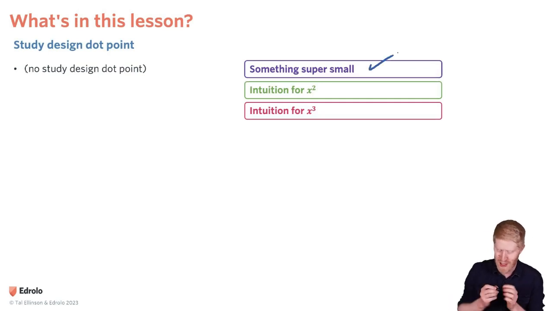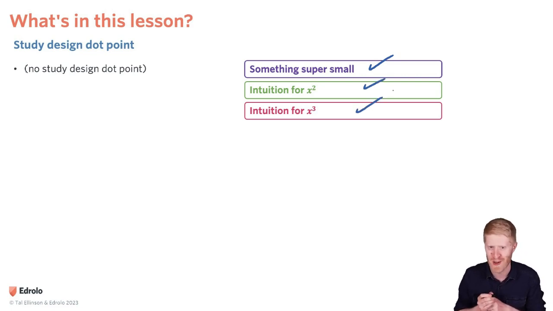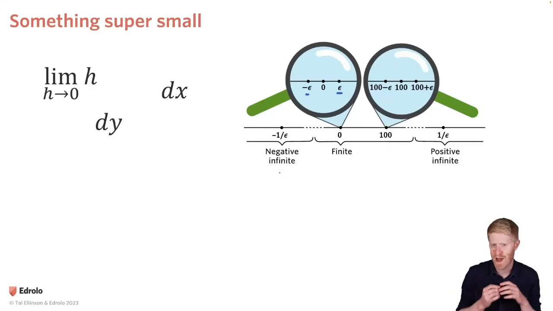We're looking at the concept of this thing that is infinitely small. We're going to find an intuition for the derivative of x squared, and we're also going to find an intuition for the derivative of x cubed. We're going today to embrace the idea of something super small, something infinitely small, the infinitesimal.